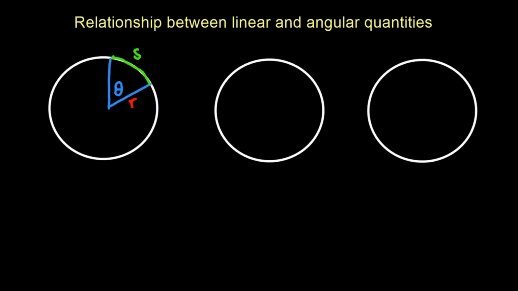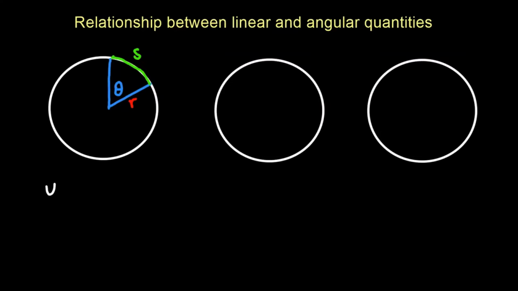So now we're going to look at the relationship between linear and angular quantities. Here I have a circle. We're going to cut out a little slice of it. And we have an arc length of s, and we also have a central angle theta. And basically it just means that the legs of this angle cross the ends of the arc length.